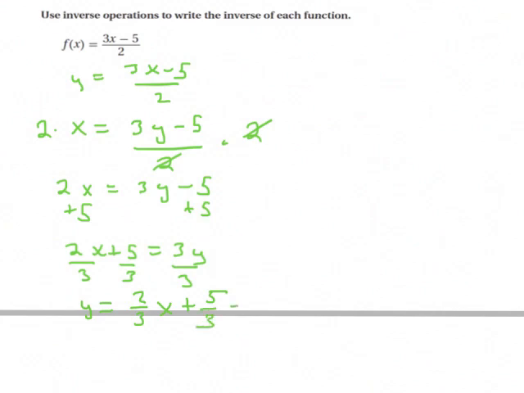And then the last step, and let's come over here to do it, I will replace my y with f inverse of x. So f inverse of x is equal to 2/3 x + 5/3. Okay, and that was how we found the inverse. All right, let's go on to section 7.3.